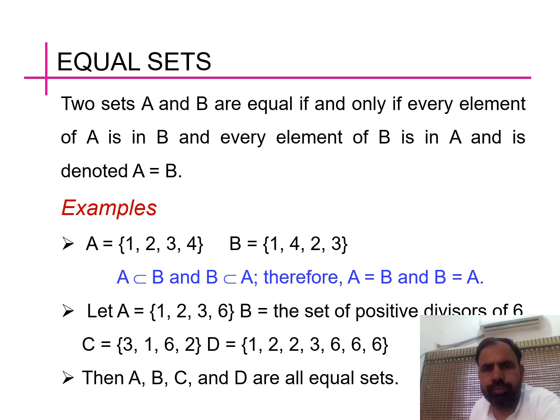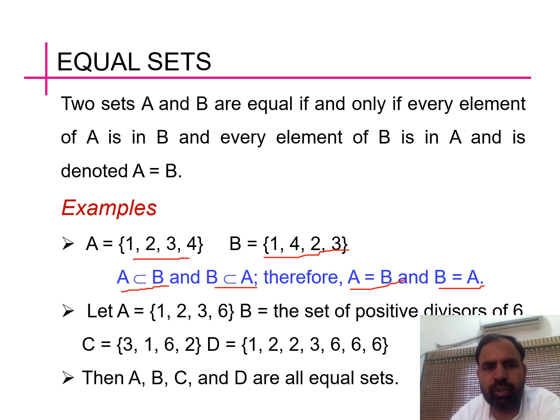Equal sets. Two sets A and B are equal if and only if every element of A is in B and every element of B is in A, and this is denoted as A equals B. You can say A is a subset of B and B is a subset of A. So you can say that A is equal to B or B is equal to A. You can rearrange all these elements, but the number and the elements should be the same.